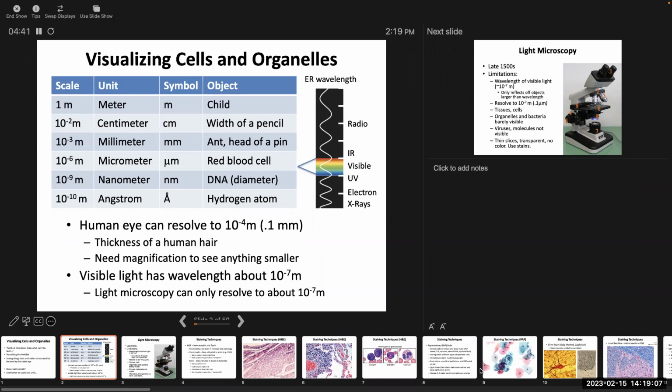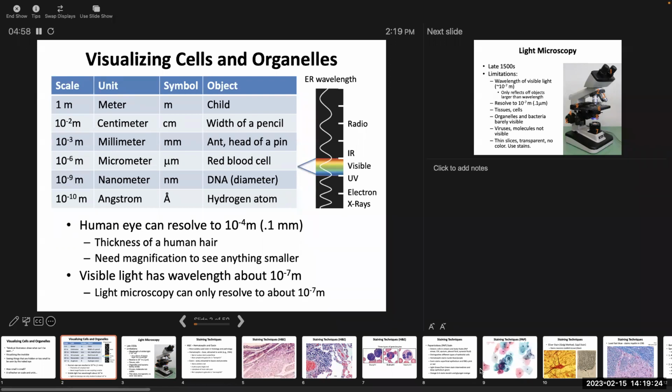Or maybe a better example of something that's on the scale of a millimeter would be the head of a pin. Even the head of a pin, maybe 2 to 3 millimeters in size, depending on how big the pin is, but something in that scale.